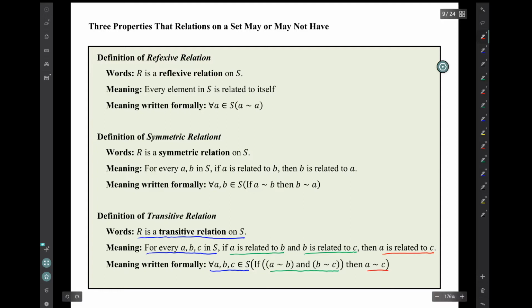So notice here that the definition of transitivity uses 3 letters. Now, only 2 at a time get put to the left and right of the tilde symbol. So A is related to B, that's one use of the relation symbol. B is related to C, that's another use of the relation symbol. And A is related to C. So there are 3 letters involved in the definition, but only 2 of them get used at any one time.